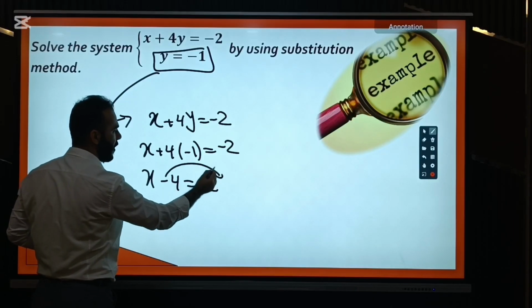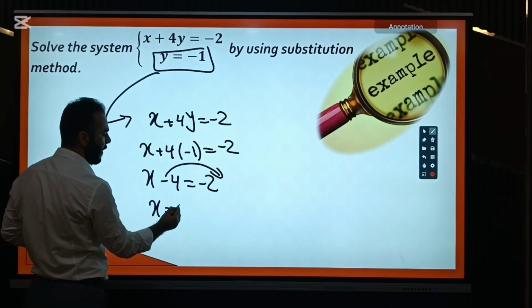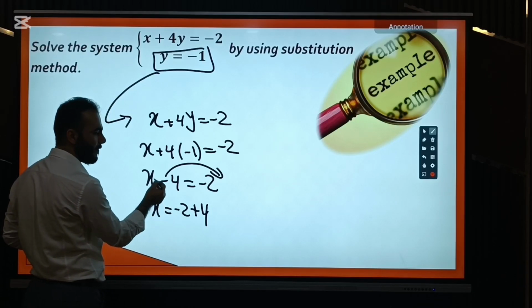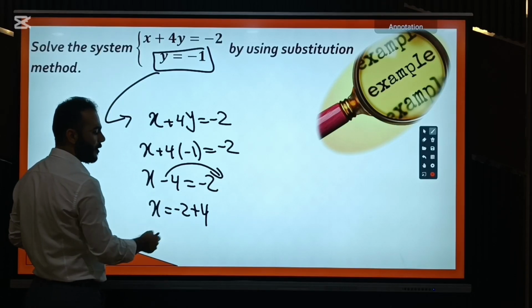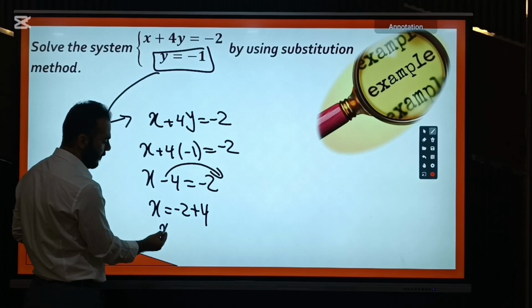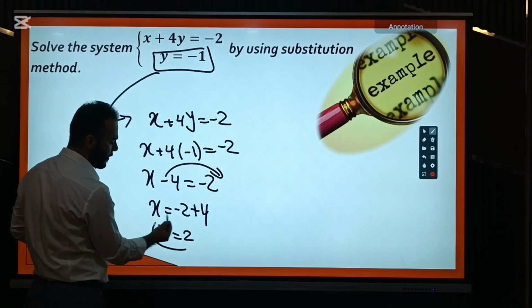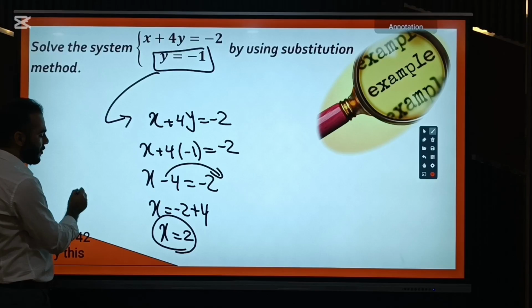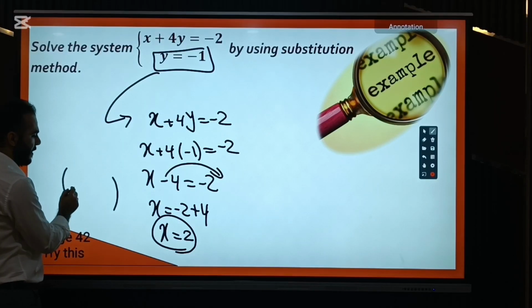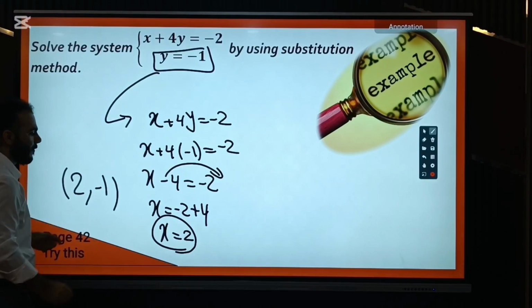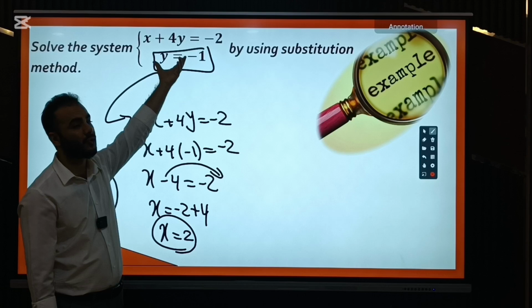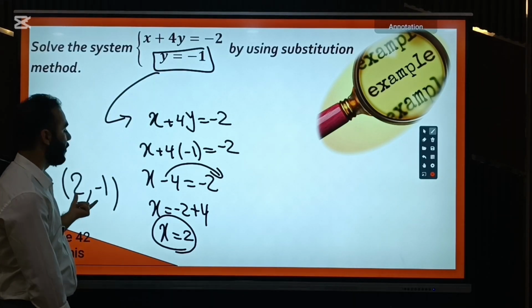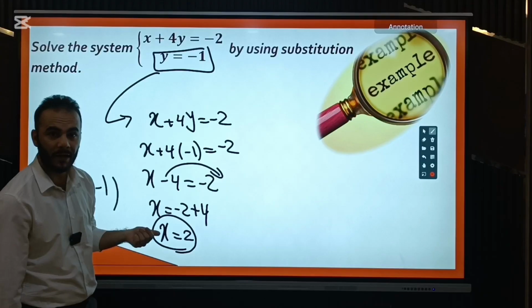Move this -4 to the other side, so we are going to have -2 plus 4. Why plus 4? Here it is negative. When it goes to the other side, it will become +4. Therefore, x equals +2. All right? And then when we have x and y, we can easily write the solution as 2 and -1. So it means that these two equations will intersect each other at this point, which is 2 and -1, right? Okay.